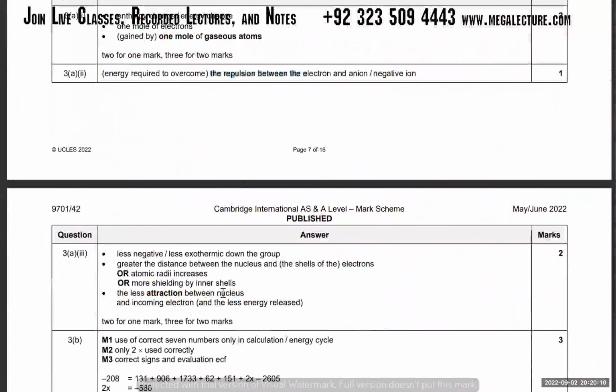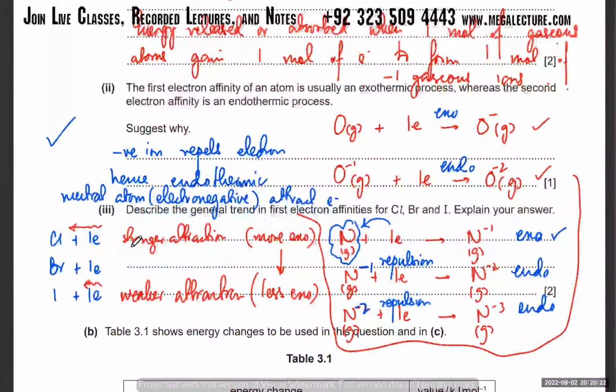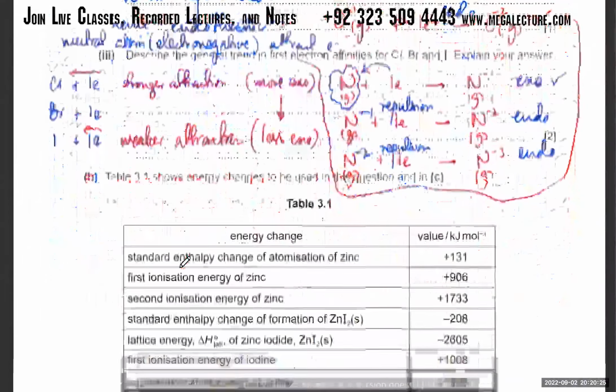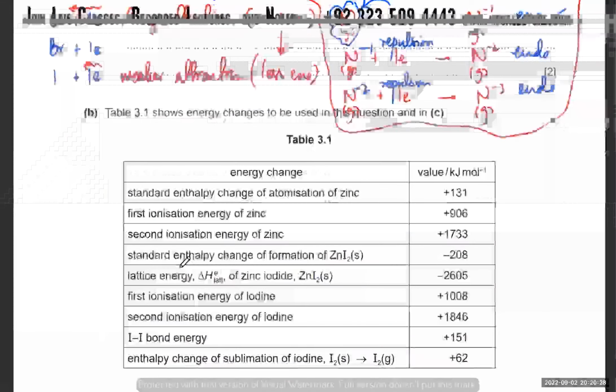Not sure if they're talking about shielding electrons, but they did give marks for shielding. So you had to write about shielding as well. Is that clear? Yes, sir.